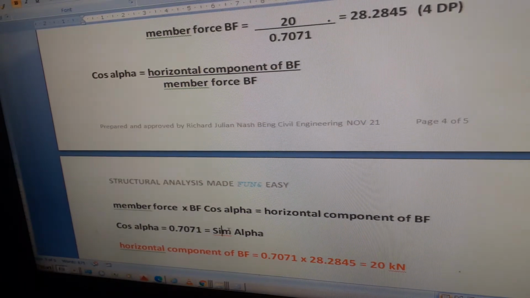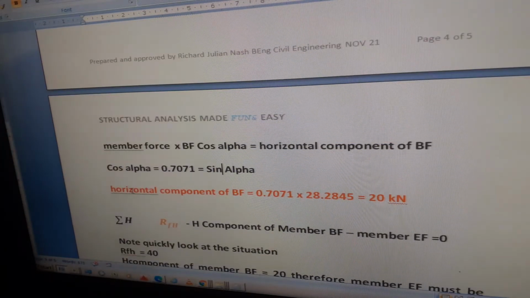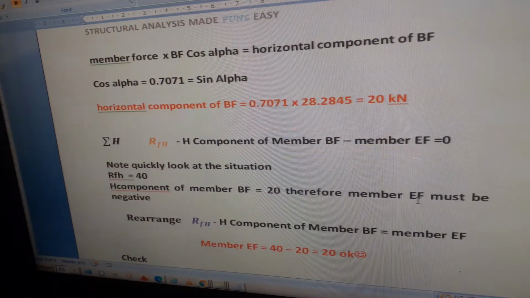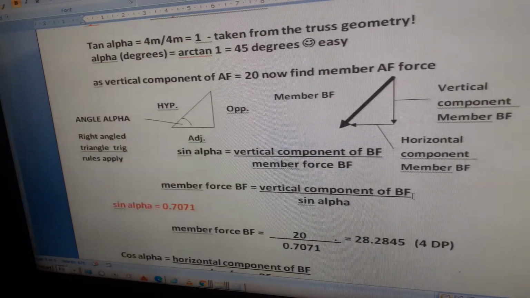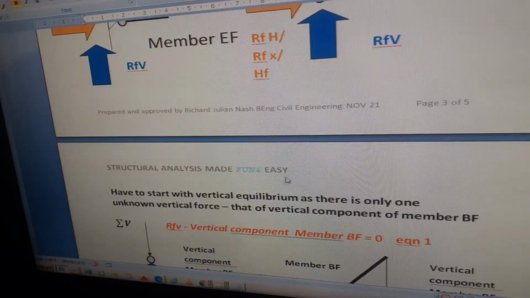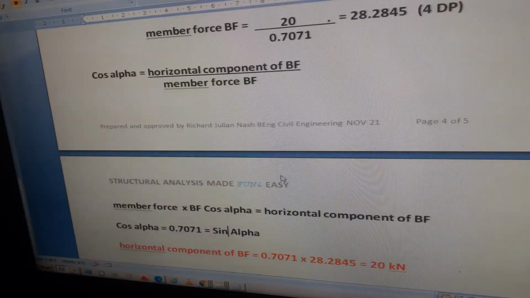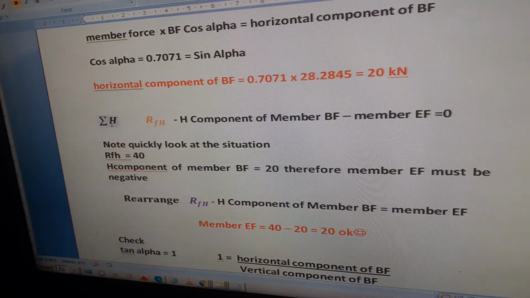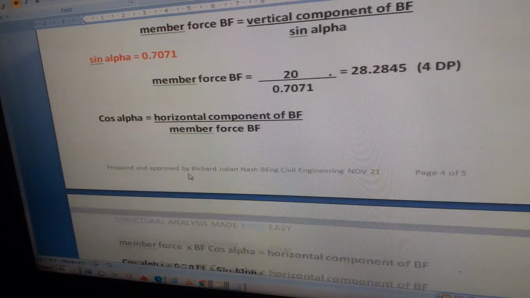Cos alpha equals 0.7071. That's also the same as sine alpha, because in this case alpha equals 45 degrees. Therefore, the horizontal component of BF equals 0.7071 times 28.2845. That's 20 kilonewtons. So there you have it, we've totally solved member BF force. It's 28.28 compression.